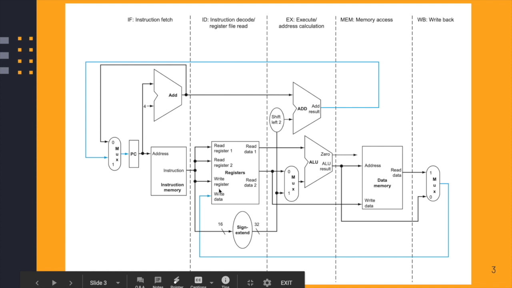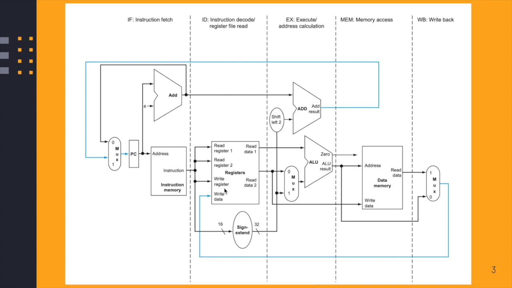and will be stored in which register? The register that is stated in the write register. So the write register has 5 bits that tells me which register you need to store this data in. So write data contains the actual data, and write register contains the number of the register you will store the data in.